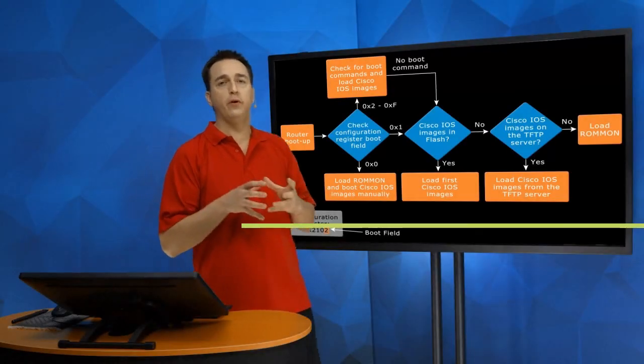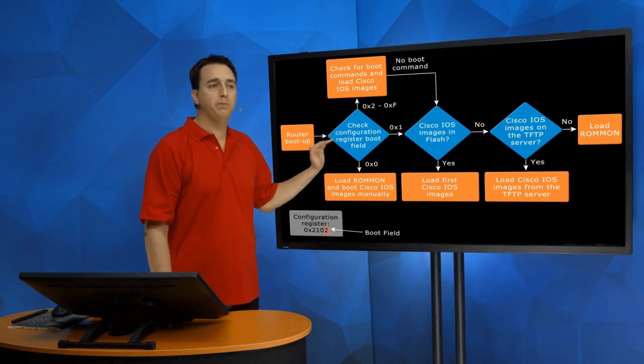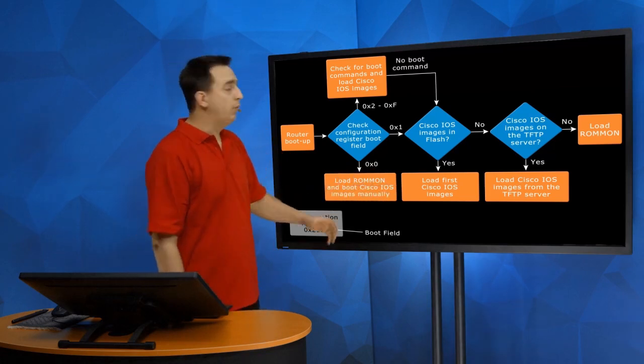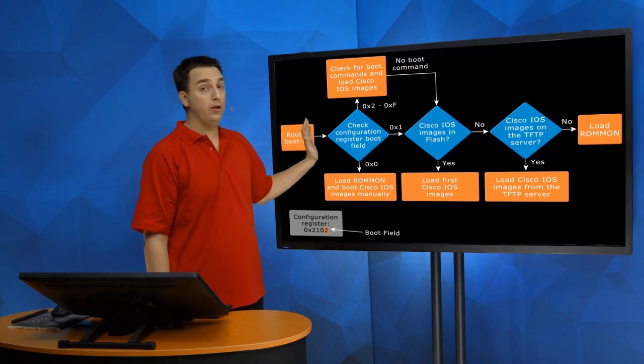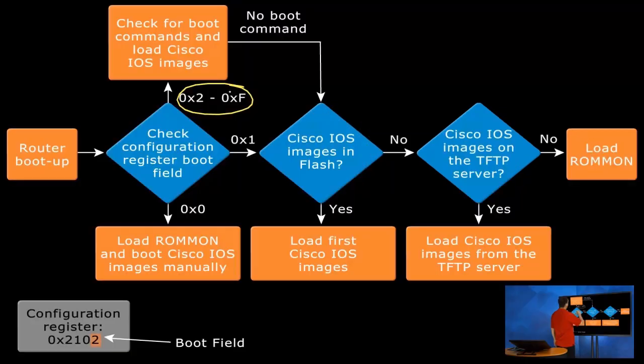So let's run through that boot field. If our configuration register has a boot field value of 2, what happens? Well, our router is booting up. It realizes it's a value of 2 through F. It doesn't matter. 2 through F is going to accomplish the same goal. Well, then we're going to follow this path. And what does this path say? This path says, check for boot commands and load Cisco IOS image.